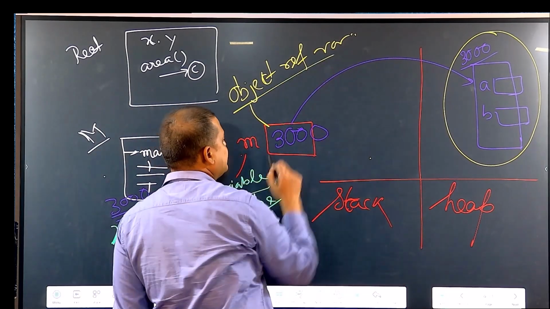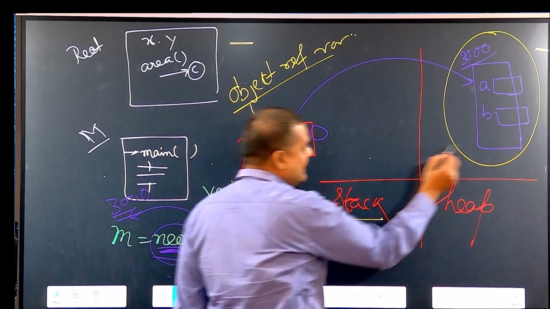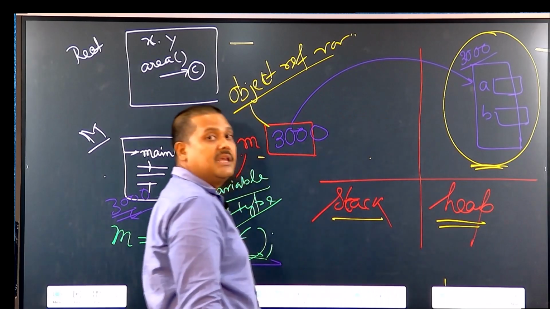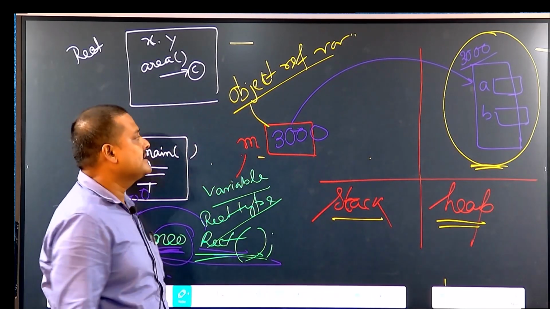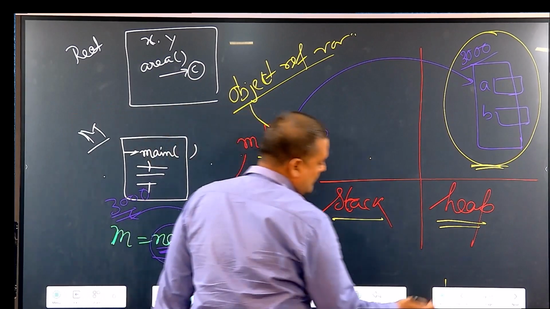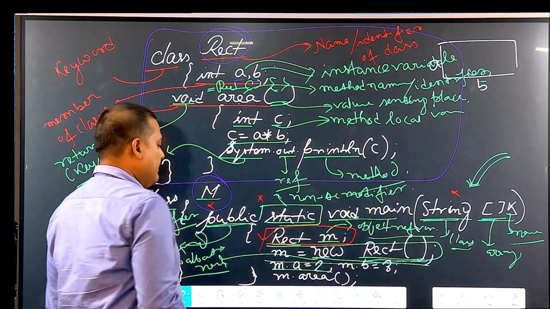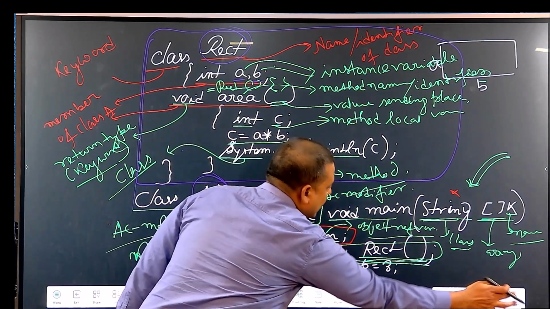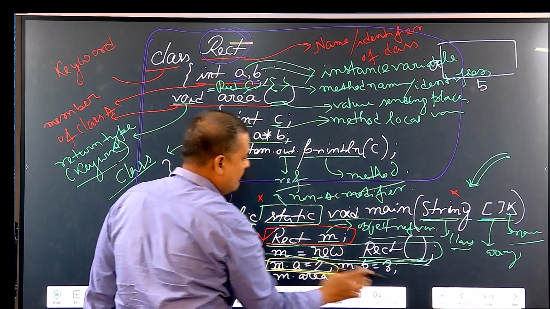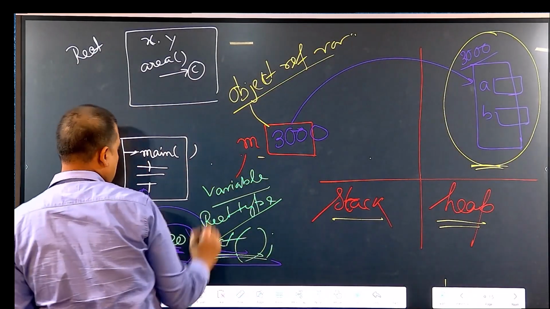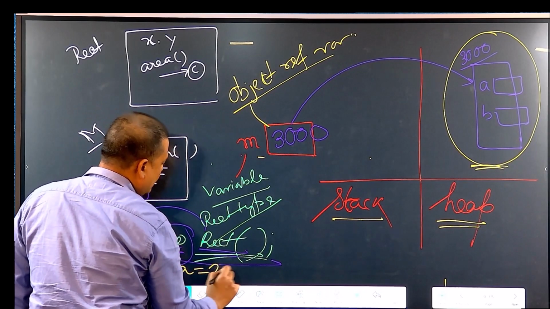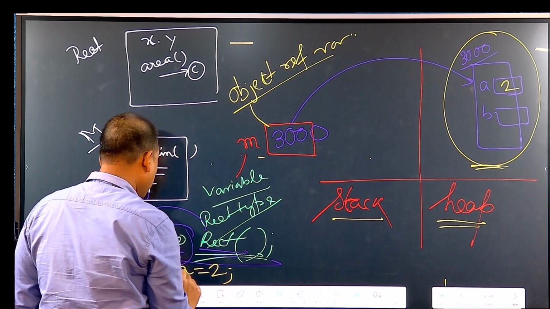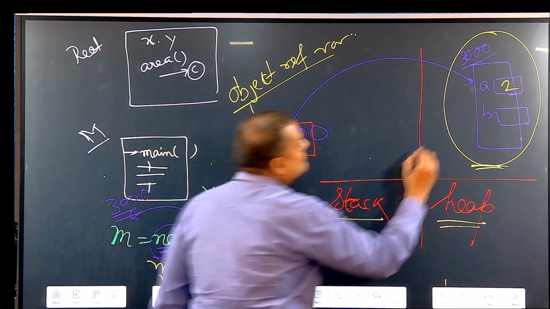This object reference variable is always allocated in stack location, and the object, the instance of class, will always be stored in the heap memory location. These are nothing but two different data structures in our memory. Now, I have written m dot a equal to 2. So, this m dot a will be 2, and in the same way m dot b equal, I have assigned 3, so 3 will be assigned here.